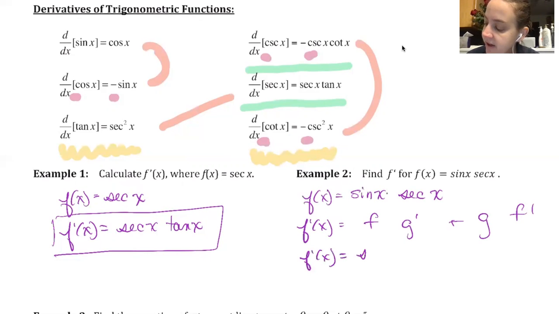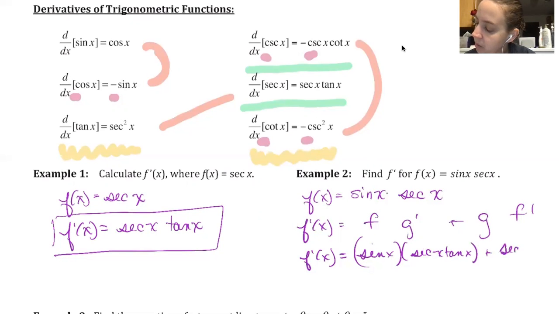F is sine of x. G prime is the derivative of secant. The derivative of secant is secant tangent. G is secant x. And f prime is the derivative of sine, which is cosine. Is there anything we can do here? Not a whole lot. I'm seeing each one has a secant, so I could factor that to the front.